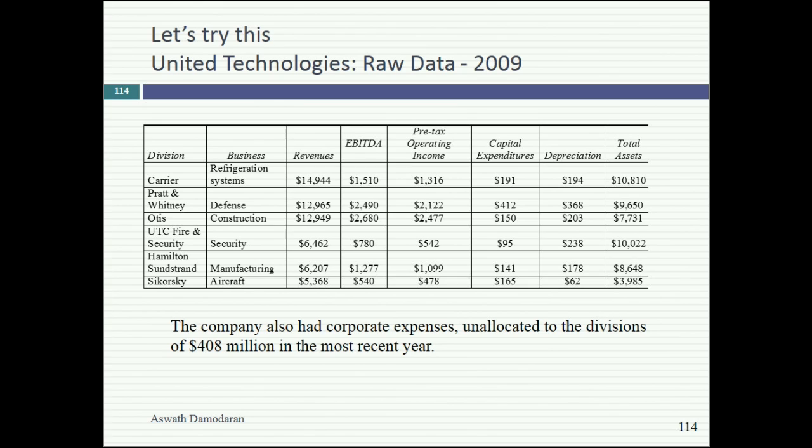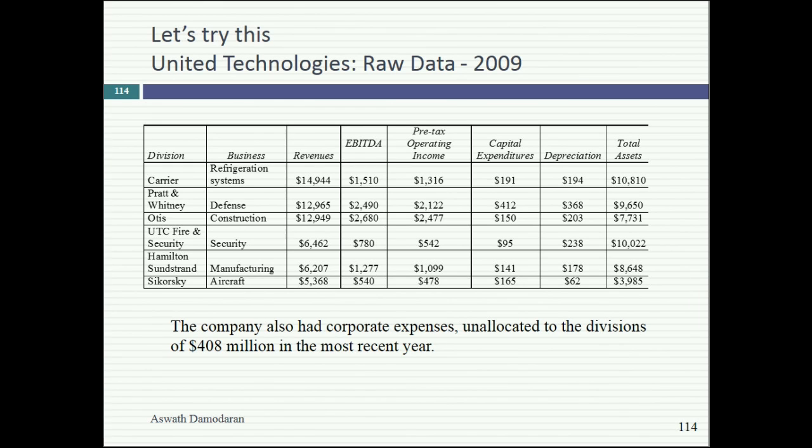Why did I pick United Technologies? Because they actually provide very rich information on the individual pieces. Remember, we need that to value the pieces. So they gave me revenues and EBITDA and pre-tax operating income, capex, depreciation, total assets. In other words, I get a breakdown by business that I usually don't get with most of the companies. So I pulled this right off their 10-K.